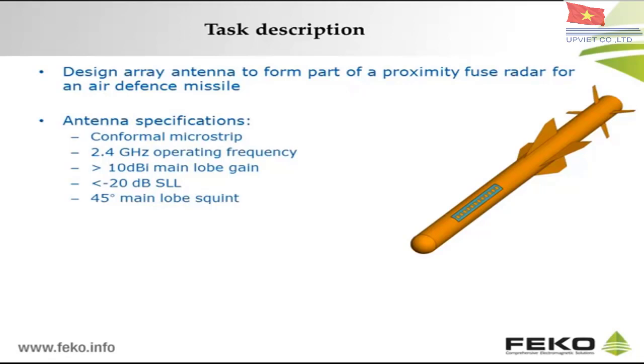It must operate at 2.4 GHz. We want 10 dBi gain in the main lobe. Interference from side lobes has to be minimized. The main lobe should be able to squint 45 degrees forward to detect a target.